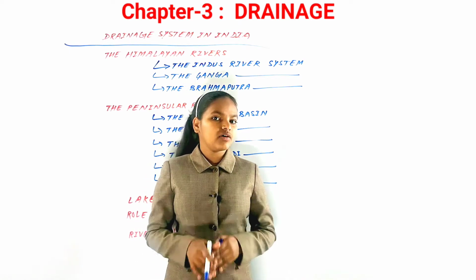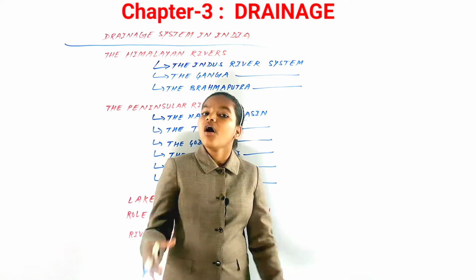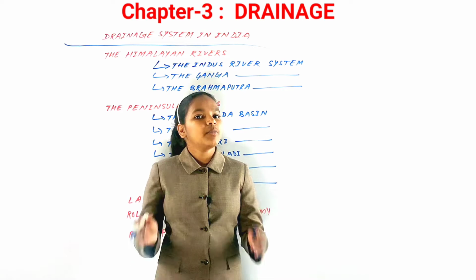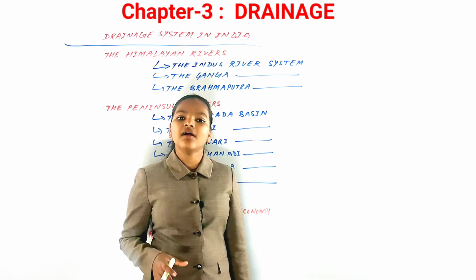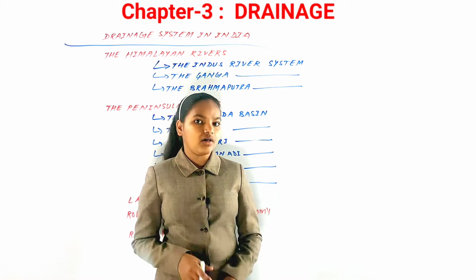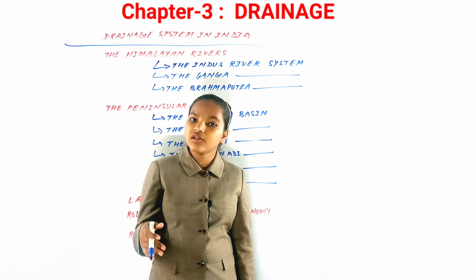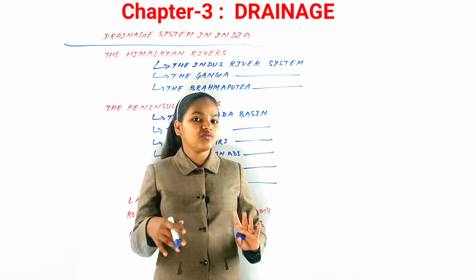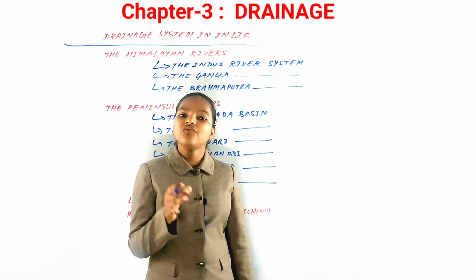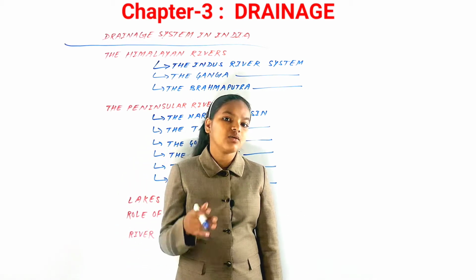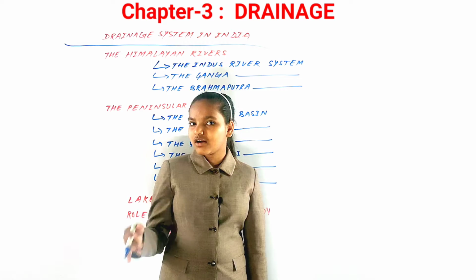And most of the Himalayan rivers have their mouth discharging in the Bay of Bengal. But there are many Peninsular rivers which go to the Arabian Sea as well, like the Narmada River and the Tapi River, that we will discuss later in this chapter. So there are many differences between these two drainage systems of our country, the Himalayan rivers and the Peninsular rivers.